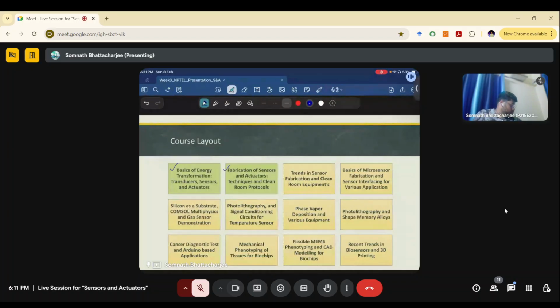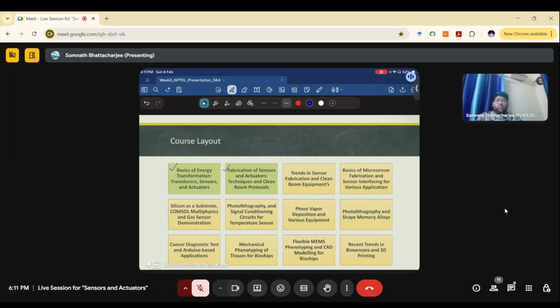Do you need more accuracy, or do you need more precision? There are several different things, and how to design interfacing circuits. So how will you interface your fabricated sensor with your total circuitry?